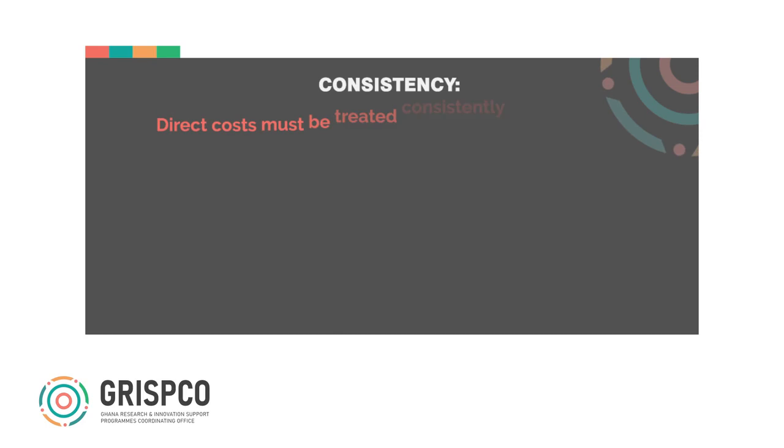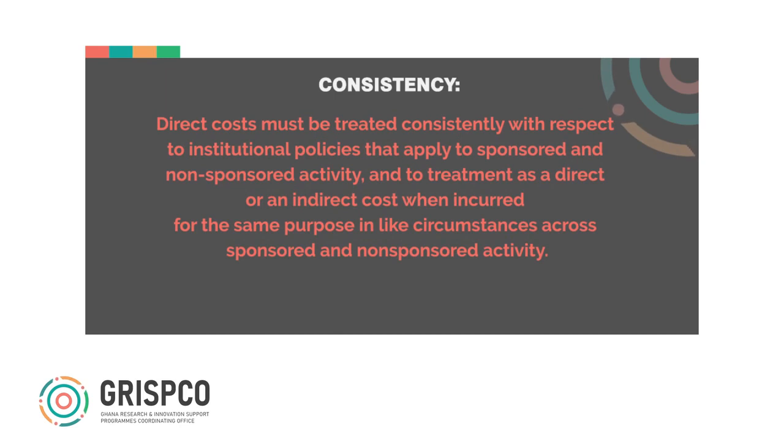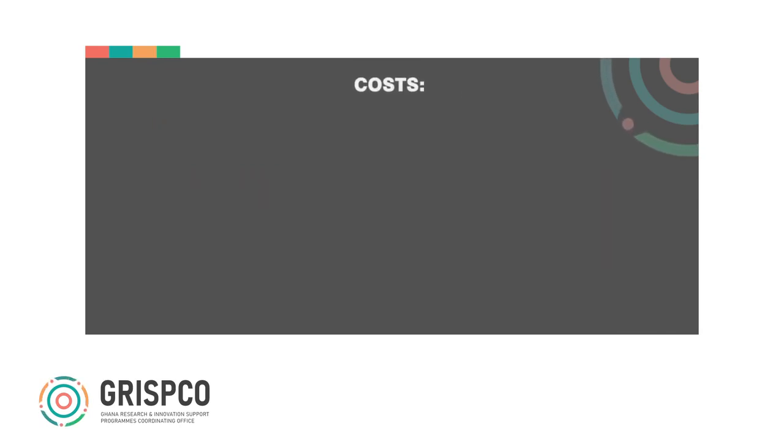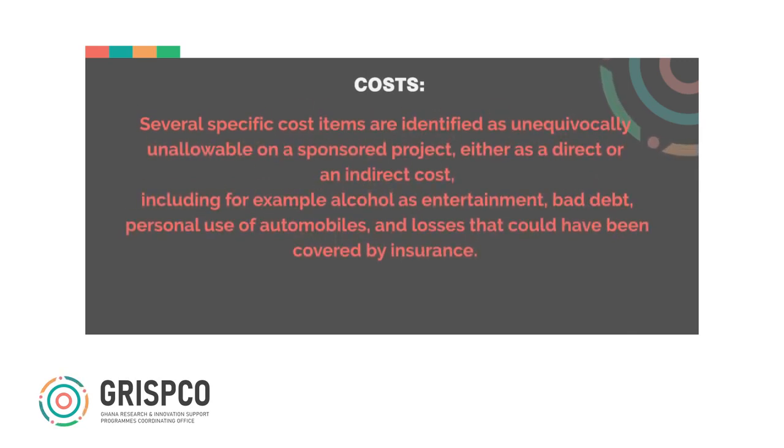Consistency. Direct costs must be treated consistently with respect to institutional policies that apply to sponsored and non-sponsored activity, and to treatment as a direct or an indirect cost when incurred for the same purpose in like circumstances across sponsored and non-sponsored activity. Costs. Several specific cost items are identified as unequivocally unallowable on a sponsored project, either as a direct or an indirect cost, including, for example, alcohol as entertainment, bad debt, personal use of automobiles, and losses that could have been covered by insurance.